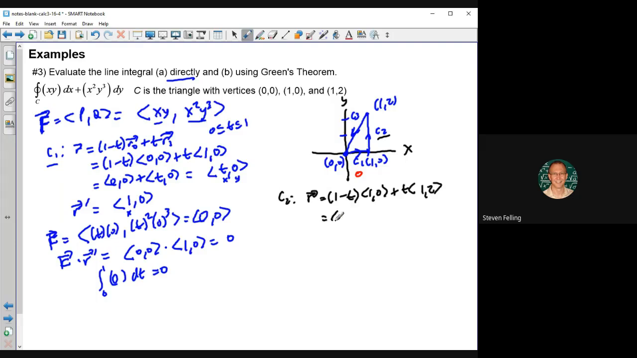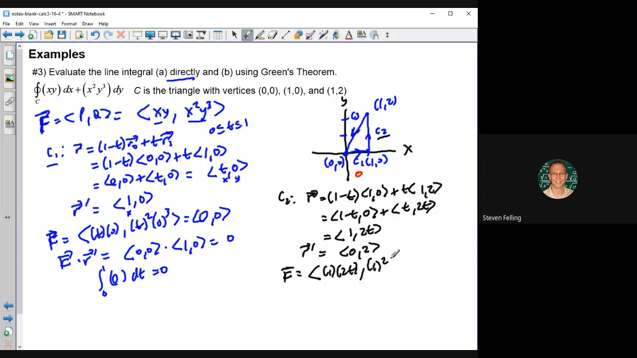So that's going to be 1 minus t, and then 0 plus this vector multiplied out is 2t. So the position vector now is 1 minus t plus t, which is 1, and then 0 plus 2t, right? And so my r prime vector would be the derivative of that, which is 0 and 2. The parameterization of the field would be x this time replaced with 1, and y replaced with 2t. The x squared would be replaced with 1 squared, and the y cubed would be 2t cubed. So that gives me 2t for x and 8t cubed for y, right?